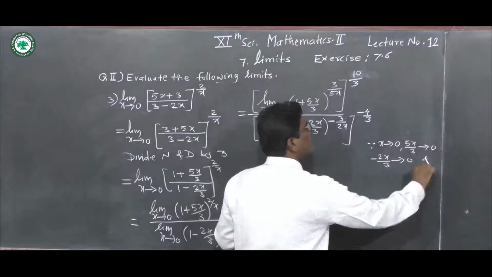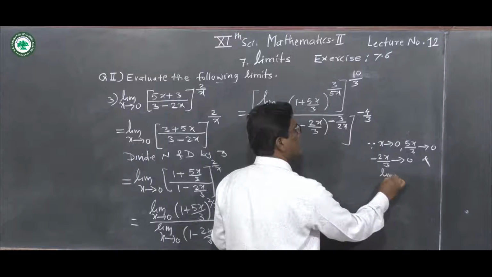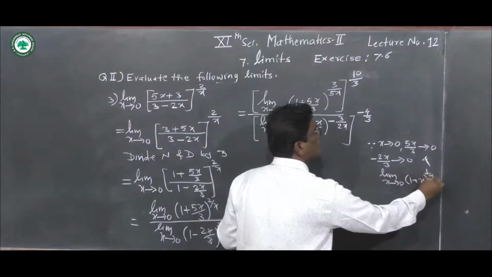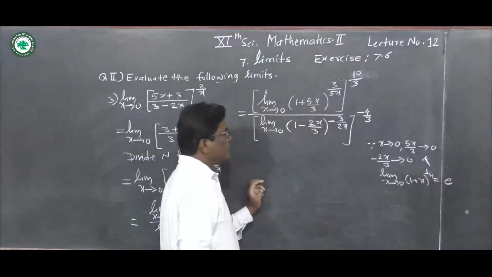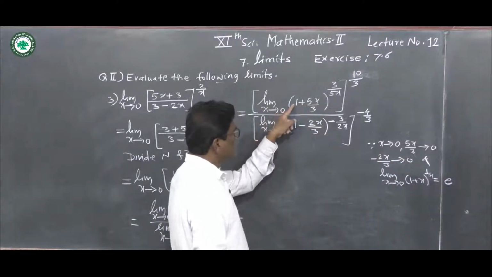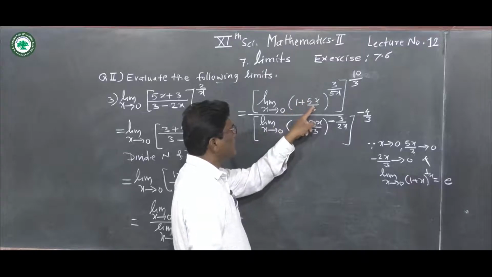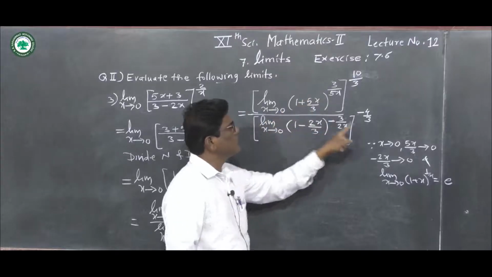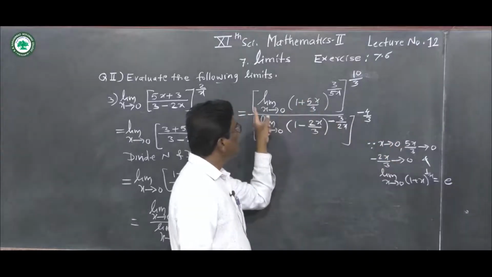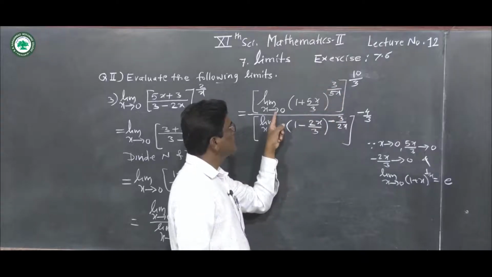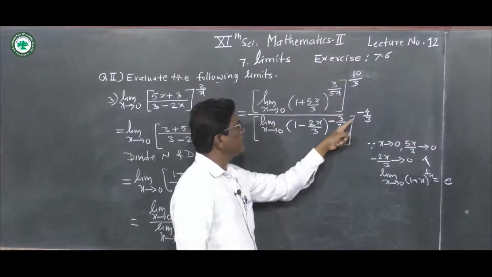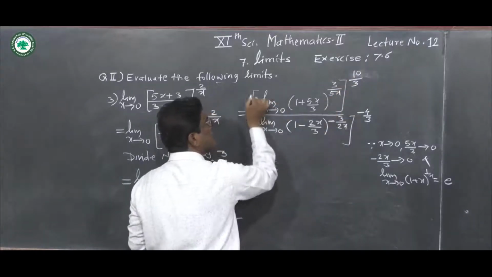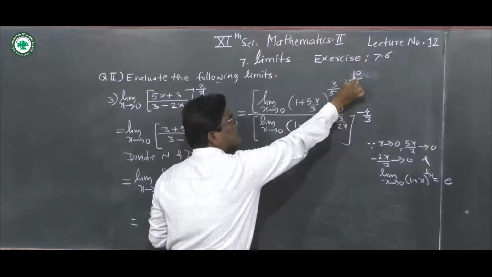And using the standard formula, which standard formula? Limit x tends to 0, (1 plus x) to the power 1 upon x is equal to e. So see here, limit x tends to 0, 1 plus 5x upon 3. The reciprocal of this is 3 upon 5x. And also this 5x upon 3 tends to 0, as we have written here. So the value of this square bracket is e. Similarly, the value of this square bracket is e. So it is equal to e to the power 10 upon 3. This square bracket is e and the power is 10 upon 3.